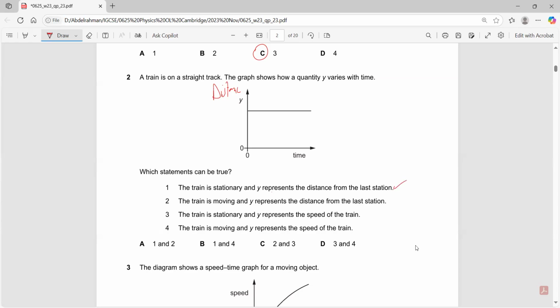The train is moving and y represents the distance. No, it's not the distance. The train is stationary and y represents the speed instead of distance. Would this show a stationary object? No, it wouldn't. The train is moving and y represents the speed of the train. Yes, the train is moving, and actually it would be moving at a constant speed. So only 1 and 4 are correct. It's moving with a constant speed.